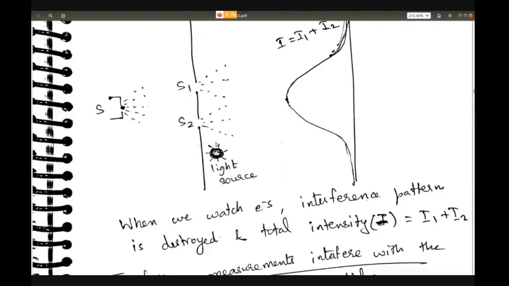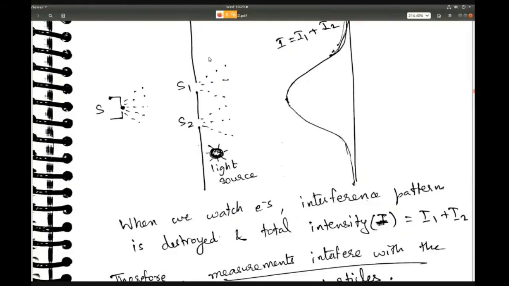Let's dim it. If you dim the light, what will happen is you will watch some of the electrons which are passing through, and you will see the flash of light. But you will also miss some of the electrons because the light source is weak. So if you now take two distributions, one distribution for those electrons for which you saw which slit they passed through, which means for those for which you saw the flash of light, that is one distribution.